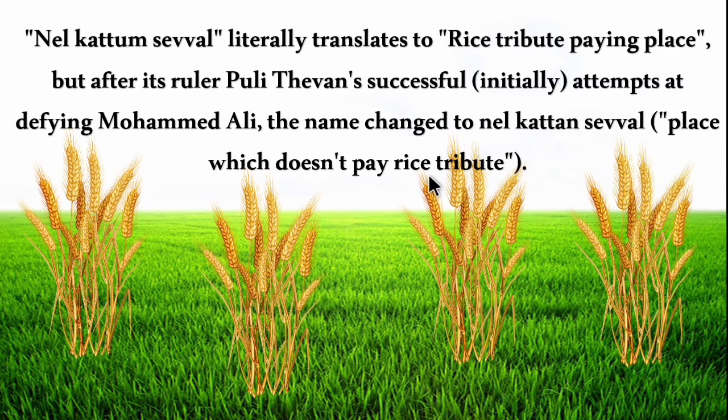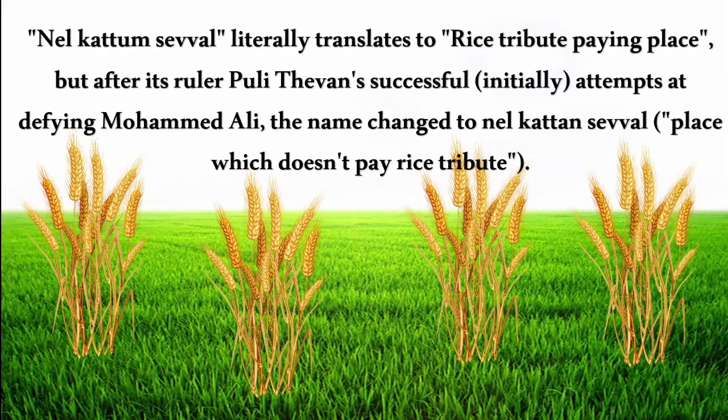So children, Nerkattum Seval means rice tribute paying place, that is, they paid tax for rice. But Pulidevar initially revolted against the British government by refusing to pay the tax to the Nawab. The Nawab's name is Muhammad Ali. He refused to pay tax to Muhammad Ali, so the place name was changed to Nerkattan Seval, which means the place which doesn't pay rice tribute.